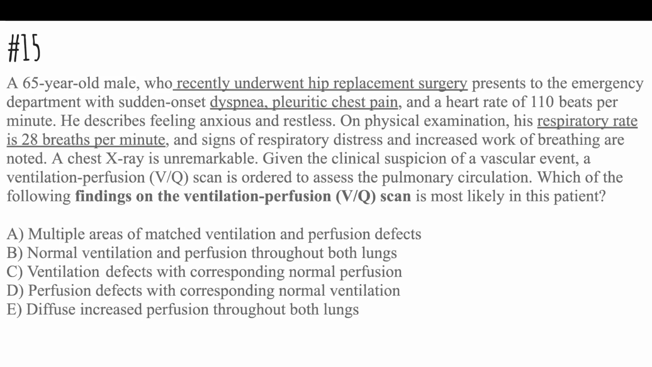B, normal ventilation and perfusion through both lungs. This would be someone without any problem, someone without a PE, so they wouldn't be presenting to the emergency department. This would be someone who's stable and isn't having any ventilation problems. But since we know of the embolization from the surgery and the sudden onset of dyspnea and pleuritic chest pain, we know that PE is a more likely diagnosis.